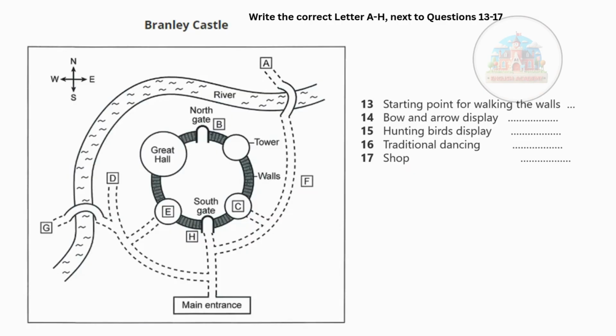If you like animals, there's also a display of hunting birds, falcons and eagles and so on. If you go from the main entrance in the direction of the south gate, but turn right before you get there instead of going through it, you'll see it on your right, past the first tower.